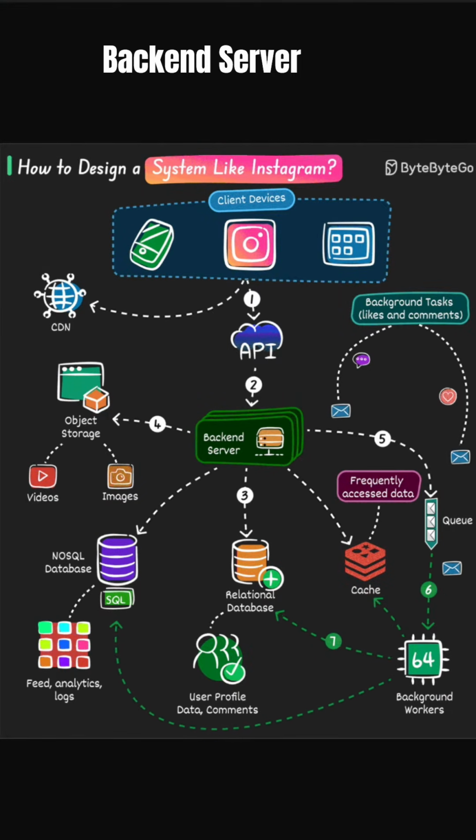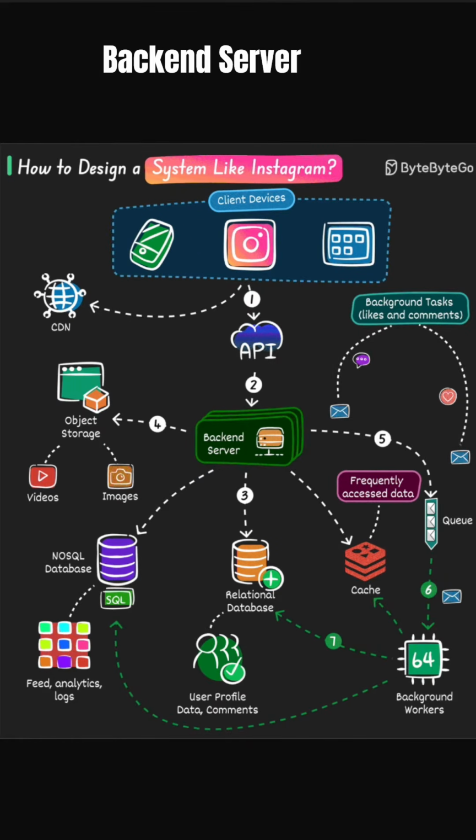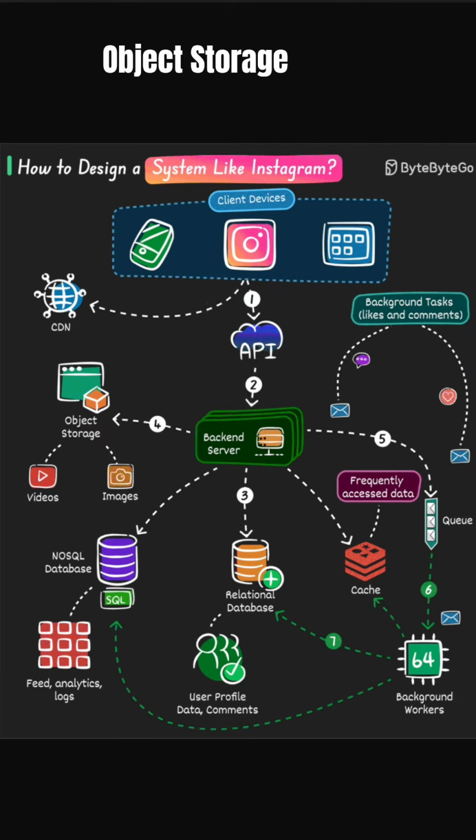Object storage. If it's a photo or video upload, the backend server sends the data to object storage. This is where all the media files are stored. Notice we have separate areas for videos and images. Why? Because videos are much larger and require different handling.